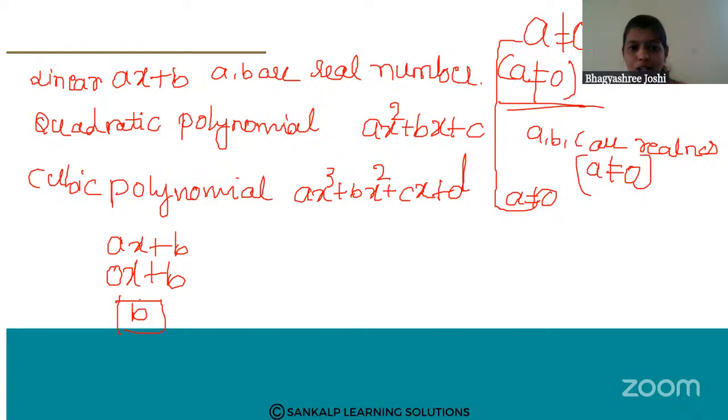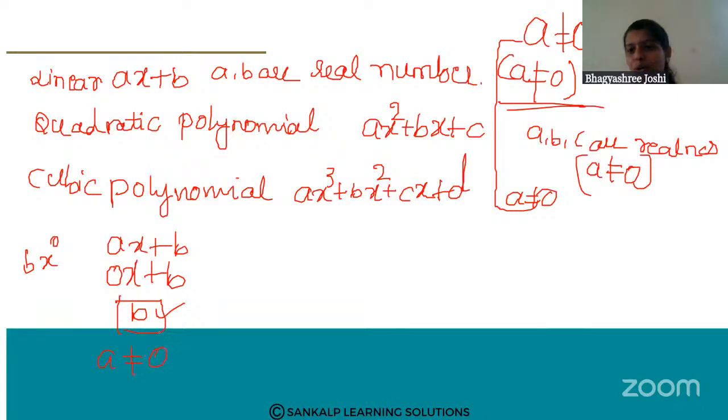Only b remains. Do you think it is a linear polynomial? It is a term, not a linear polynomial. Simply it is a term, right? So b can be written as b into x raised to 0. It is simply a term, but not a linear polynomial. Therefore, we are giving a condition that a is not equal to 0.